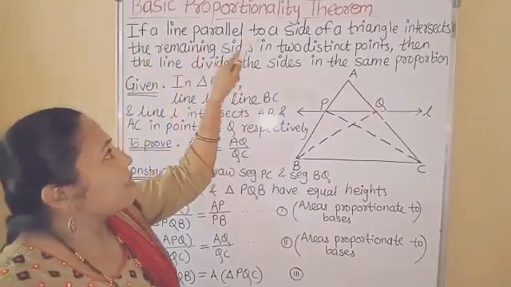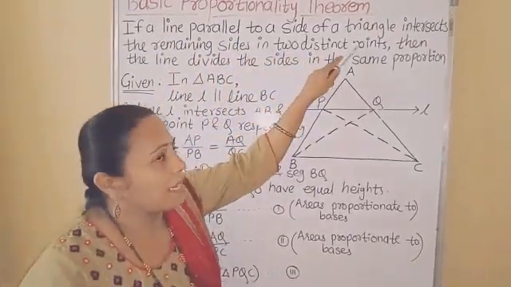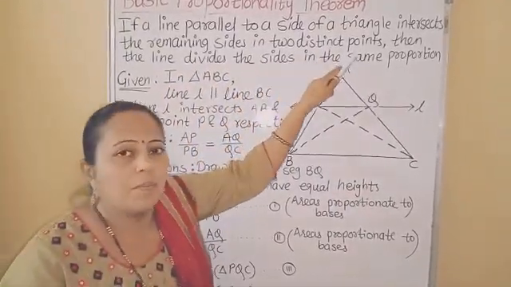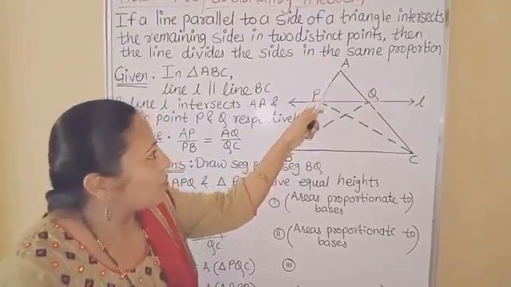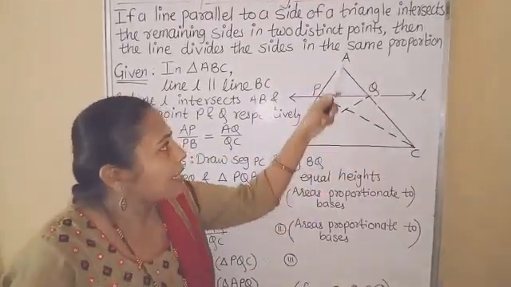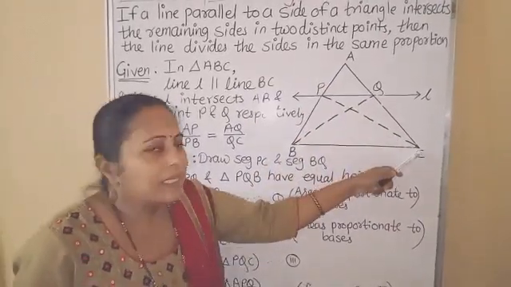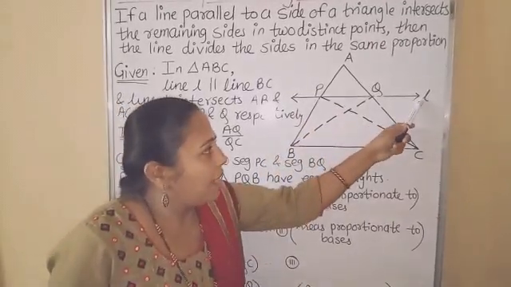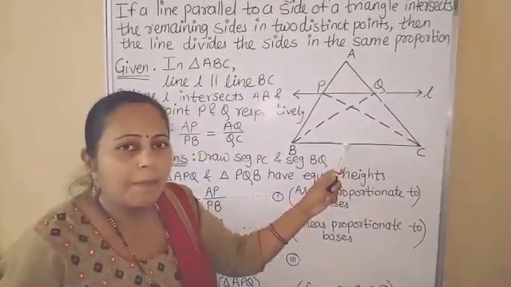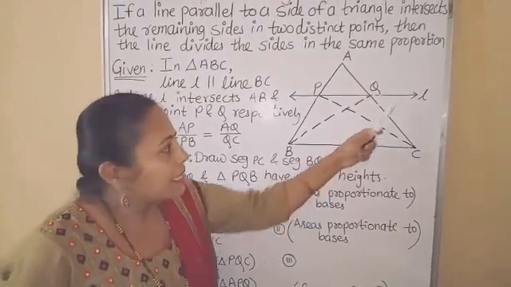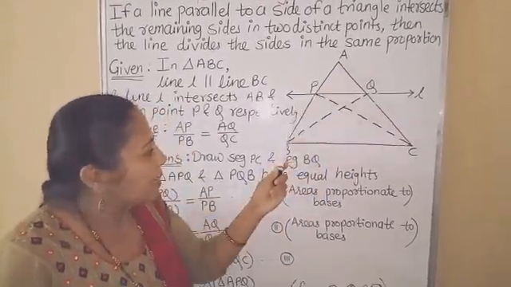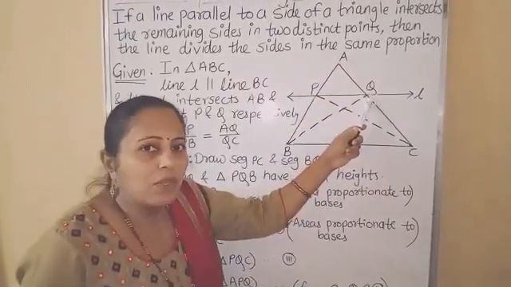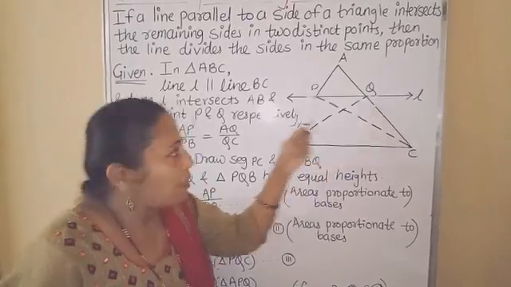A line parallel to a side of a triangle intersects the remaining sides in two distinct points. So according to this, here we will draw one triangle, triangle ABC. We will draw one line L parallel to side BC. Then this line intersects side AB at point P and side AC at point Q. Okay students, so this we have to write in given.